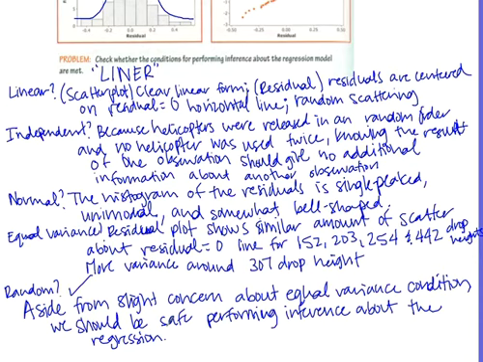So even though it's not something that is going to prevent you from performing inference about the regression, it is important that you state that there is a little bit of concern, so that if anything weird happens when you're doing the inference about the regression, then you can kind of blame it on this particular condition here.